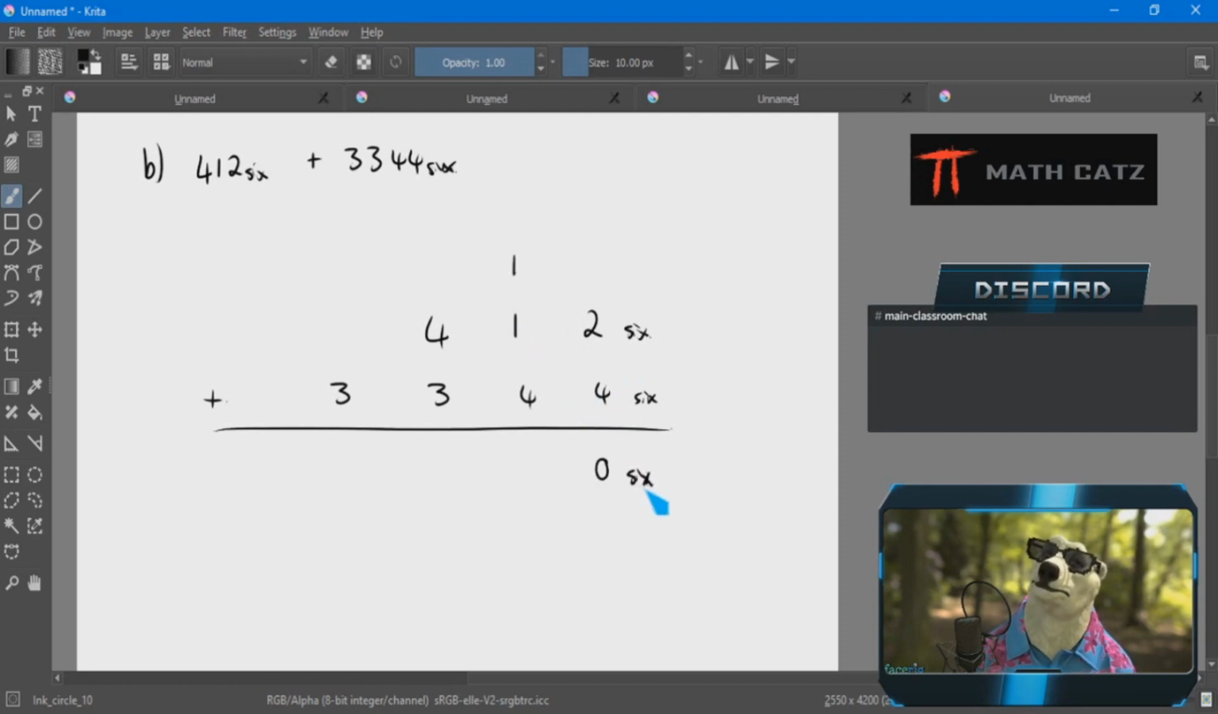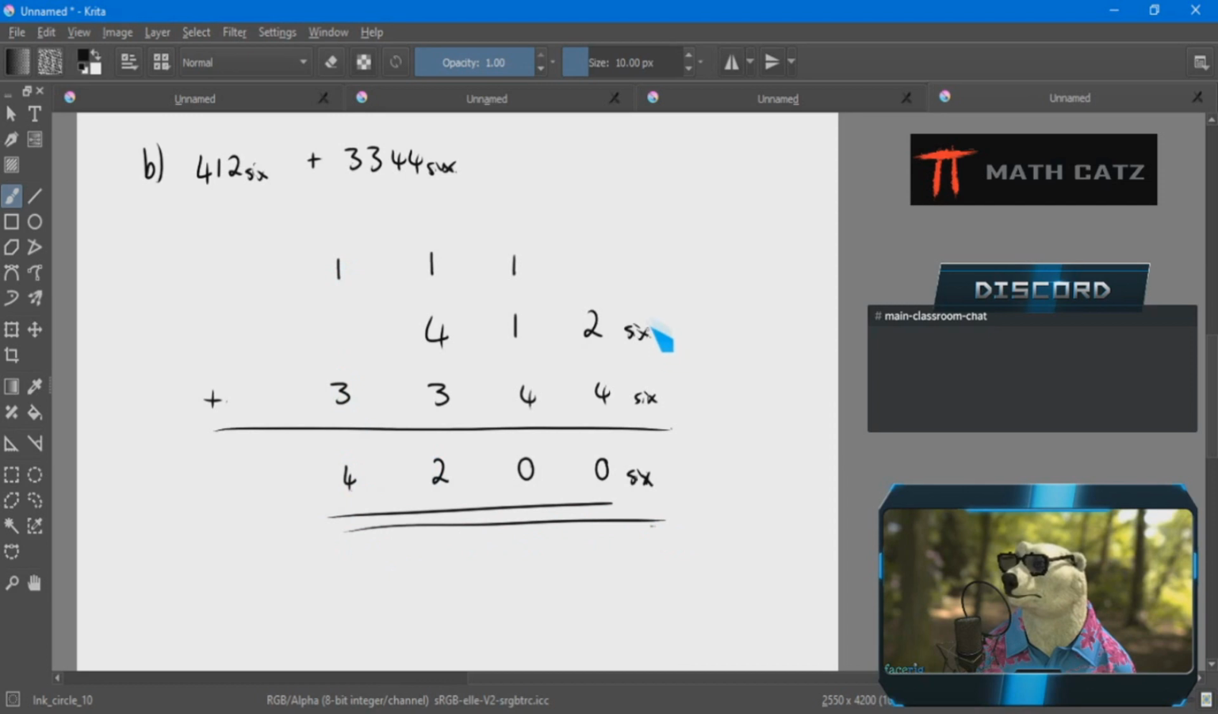It's very similar to the previous one. Oh well, random coincidence. Next column, oh wow, 1 plus 1 plus 4 is 6. That's one group of 6, nothing left over. Next column, 1 plus 4 plus 3 is 8. That's one group of 6 and 2 left over. Last column, 1 plus 3 is 4. So my answer is 4200 base 6.